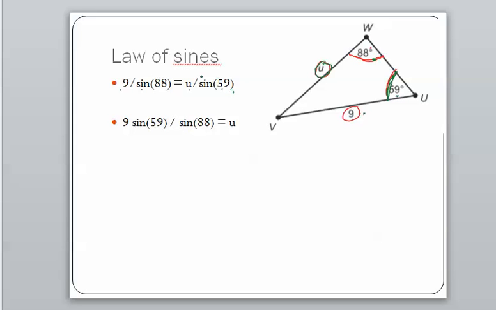Now I'm just going to do a little bit of algebraic manipulation. I'm going to multiply times sine of 59 to the other side. So 9 times sine of 59 divided by sine of 88 will be equal to what u is equal to. And that's something you can do on the calculator. 9 times sine of 59 divided by sine of 88 gives you an answer of 7.71. So 7.71 is what u is equal to. We found this distance right here.